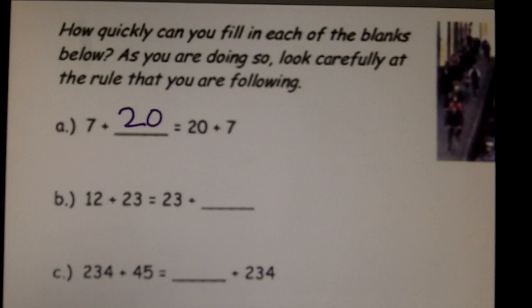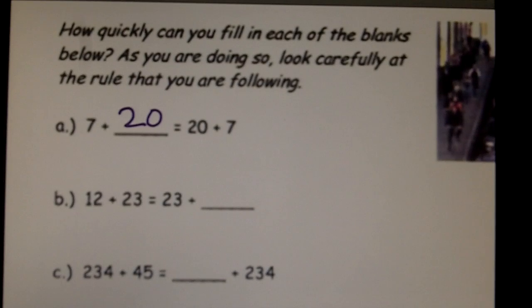Now, with this rule that we're applying to addition and multiplication, the question is, what would happen if you applied the same rule to subtraction and division? As you can see, if we take 12 minus 23, that's going to give us a different outcome than 23 minus 12. So this rule doesn't work for subtraction and for division. It only works for multiplication and addition.